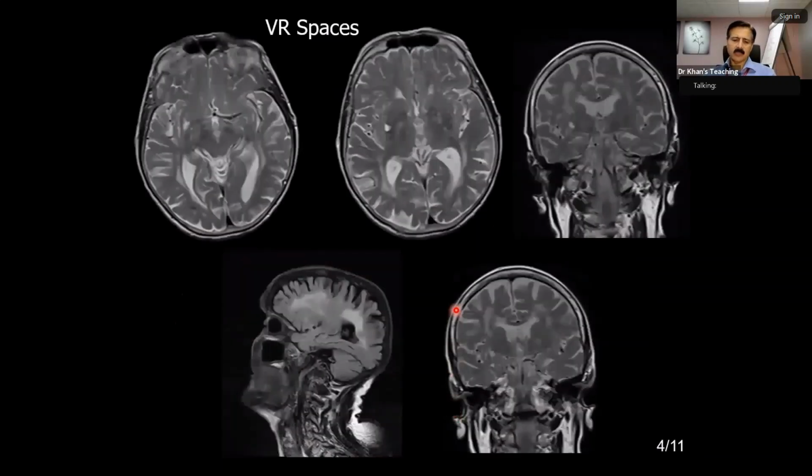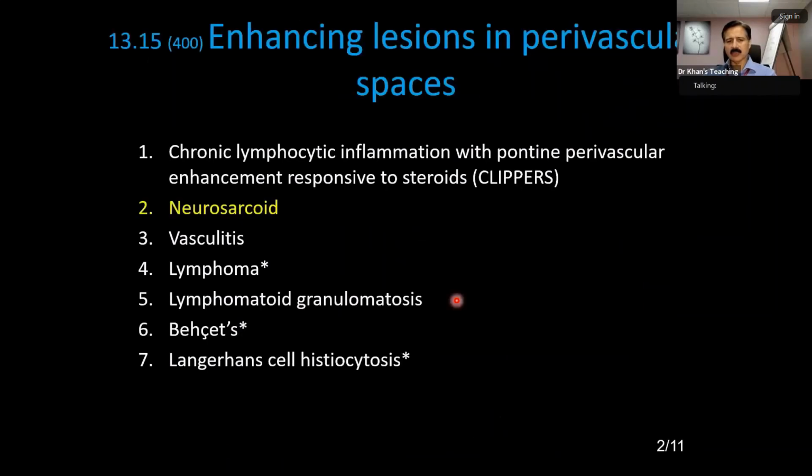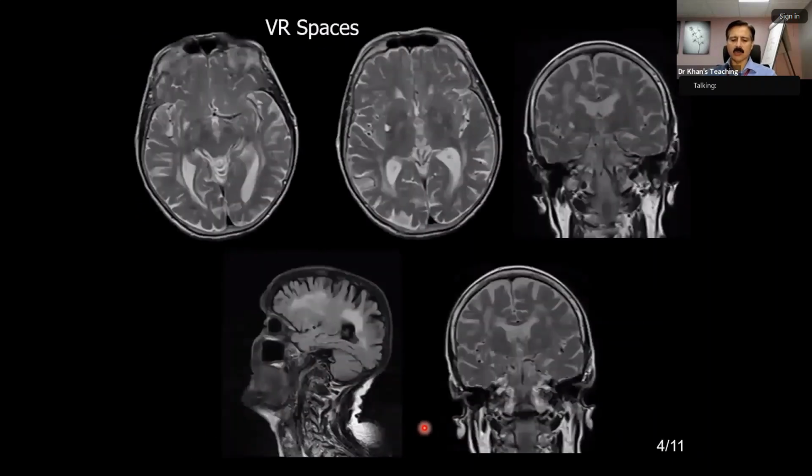So let's go back. By the way, I am going to come back to that case, which was the sarcoidosis case, which you picked up, the infundibulum case, but first of all, let's develop our concepts. And these concepts are about perivascular spaces. By the way, there is a differential diagnosis in your book, which is enhancing lesions in perivascular space. This is the first time in Chapman this has been included. And neurosarcoidosis is there. Neurosarcoidosis is the greatest mimicker in neuroradiology.